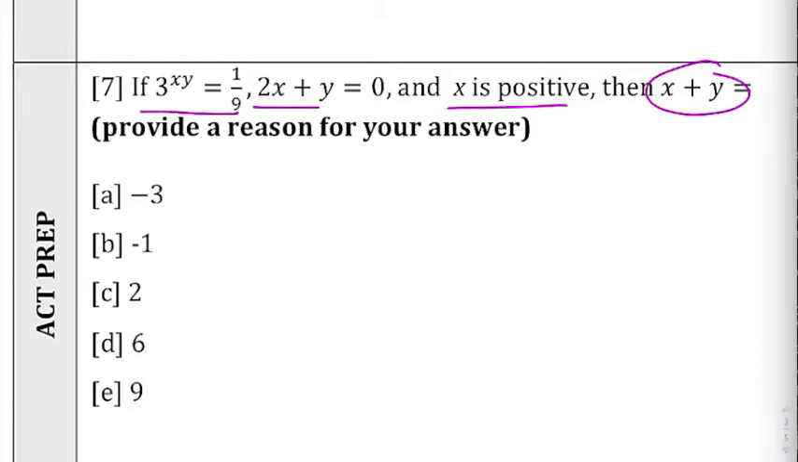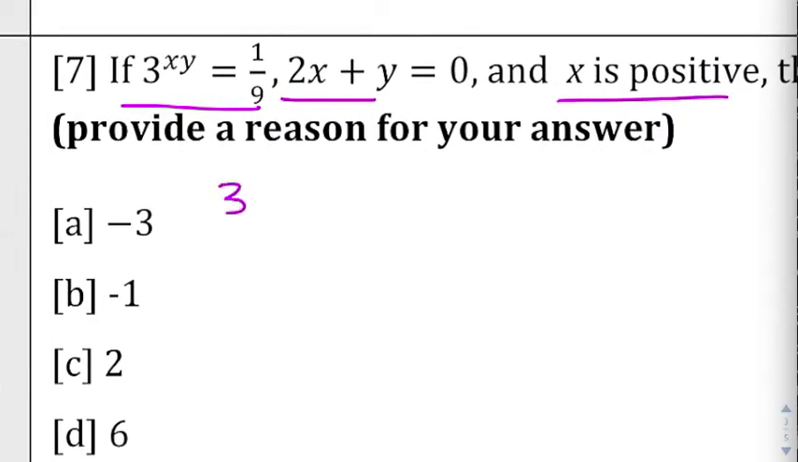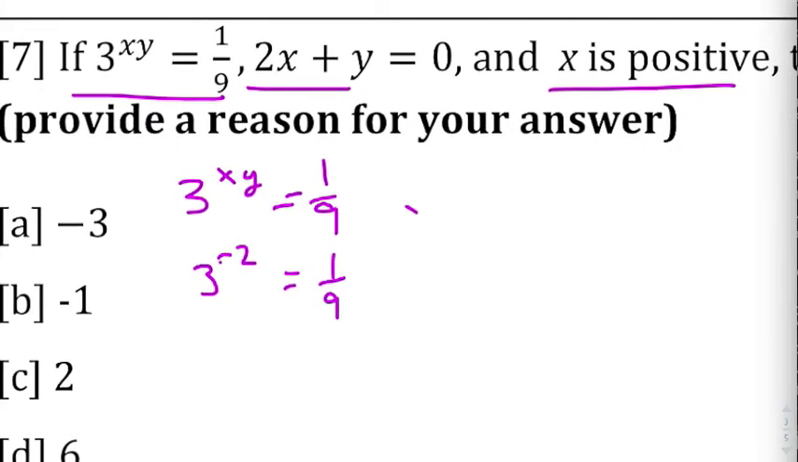So let's start with this first clue. We're told 3 to the xy is equal to a ninth. And so we should be able to tell after this clue is exhausted what xy is equal to. And here's how we're going to do that. If we're going to make the left-hand side and the right-hand side look the same, that tells me that whatever that's the value for x times y has to be negative 2. Here's why xy is equal to negative 2. So x times y is equal to negative 2.